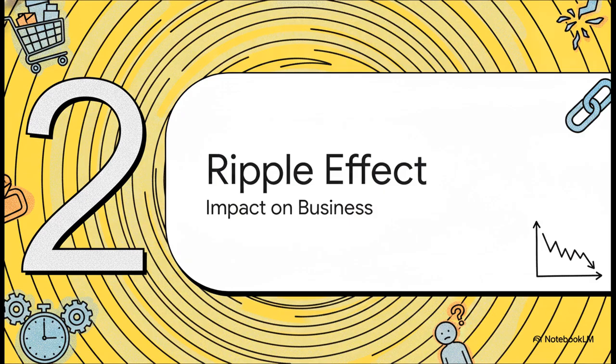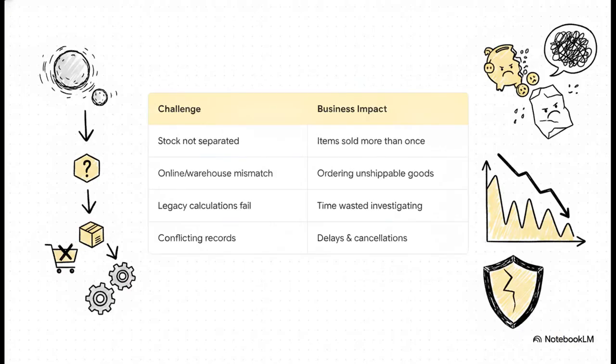Section 2. The ripple effect on business. Now, what's really interesting about this slide is how it shows that one single bad calculation just snowballs into absolute chaos. Because reserved and available stock weren't separated, items were literally being sold more than once. I mean, ouch. This online-to-warehouse mismatch meant customers were ordering products that were completely unshippable.